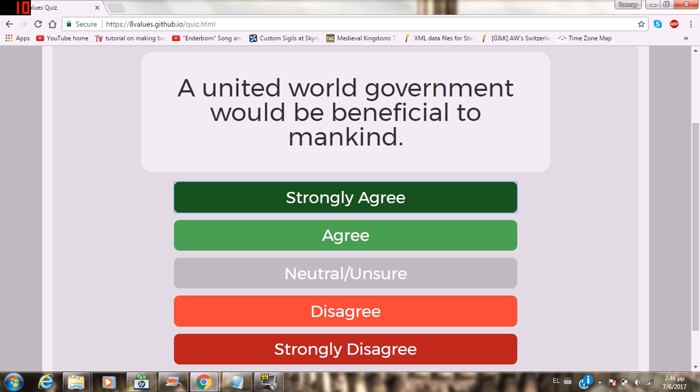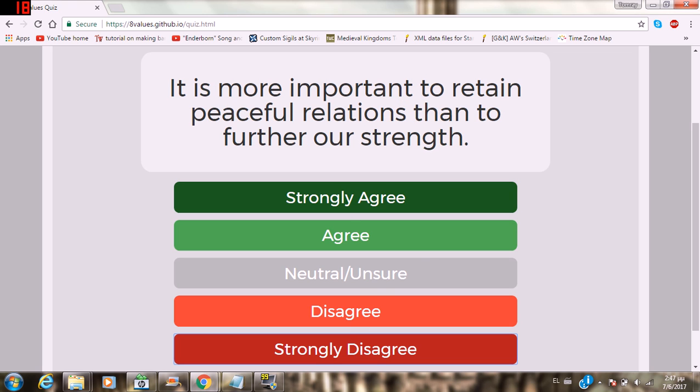A united world government would be beneficial to mankind? No, it wouldn't. It would be an Orwellian surveillance state. It would be an Orwellian police state. It would be anything terrible about the world. It would be totalitarian as shit. Imagine China ruling the world. That's what a united world government would be like. So, fuck no.